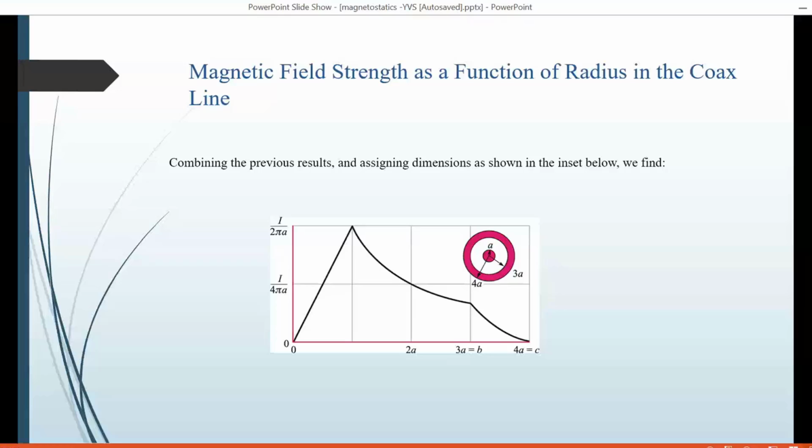This means in case of a coaxial cable, the magnetic field intensity exists only within the two conductors. Outside the conductor, there is no magnetic field. That's why coaxial cables are designed according to that, so there is no loss of energy in case of a coaxial cable.